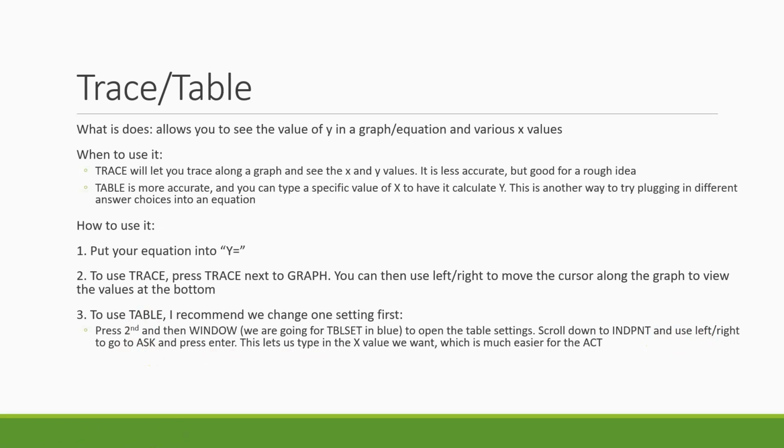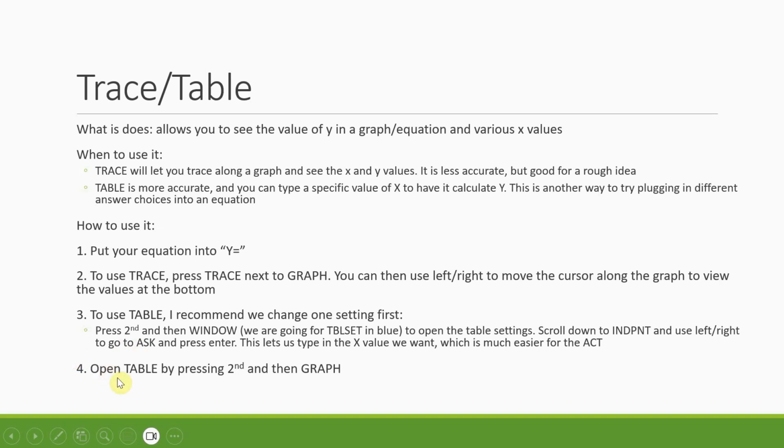Often it's just going to go from 0 to whatever, so you're going to see 0, 1, 2, 3, 4, 5, and keep counting, and then give you the y for all those x's, which can be nice, but for the ACT we're trying to go fast. We don't want to scroll to whatever we want. We can just tell it exactly what we want and it'll calculate for us. So go to ask and it's going to be way more useful.